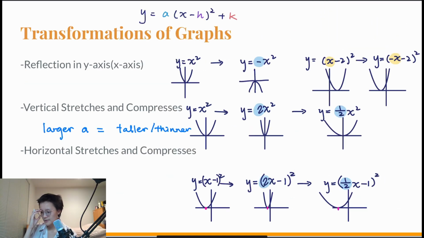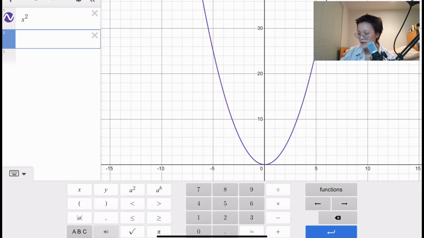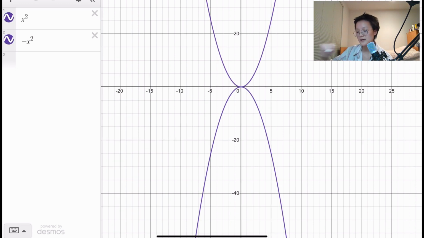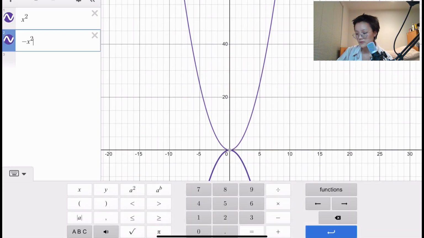We can also manipulate the graph by transforming it. We just said translation does not change the shape of the graph. Now transformation changes its shape. First of all, there is reflection in the x-axis. The purple one is our original function. If we do y equals negative x squared, see, it is reflected in the x-axis in comparison to the original function.